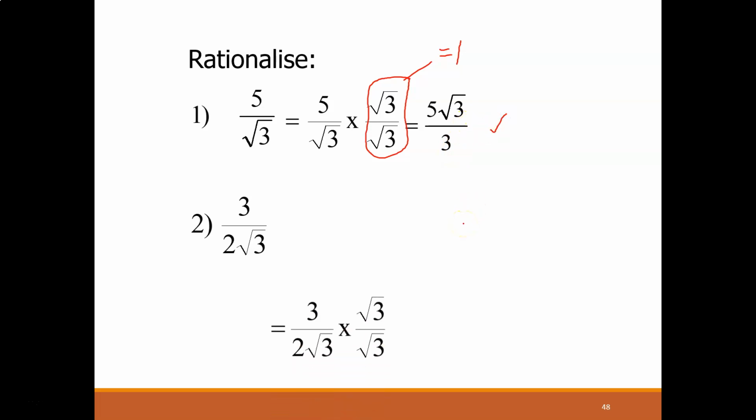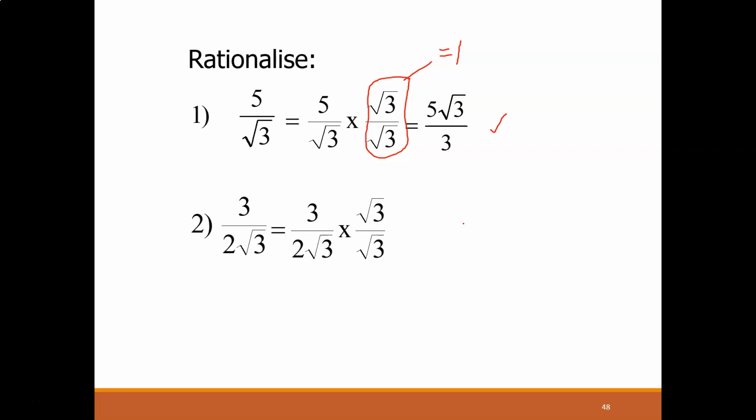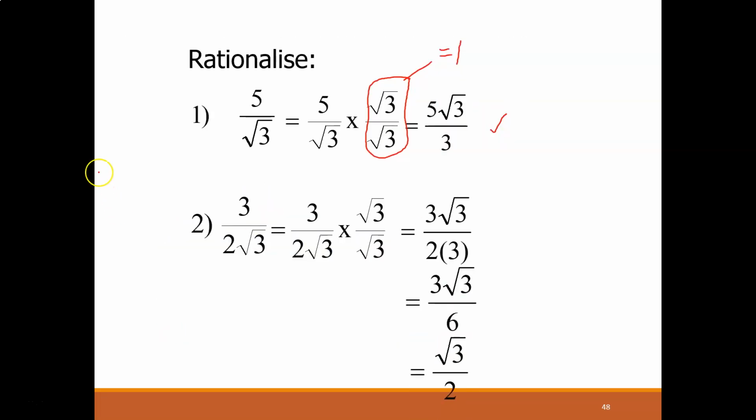Okay. Next is this one. 3 over 2 times surd 3. So what happened is that we're going to multiply it with this one. This one is equal to 1. Just choose the surd one. Since this one is surd 3, this one also becomes surd 3 over surd 3. Okay, so 3 times surd 3, you get this one. Surd 3 multiplied with surd 3, you get 3. And this 2, you just write it down back.